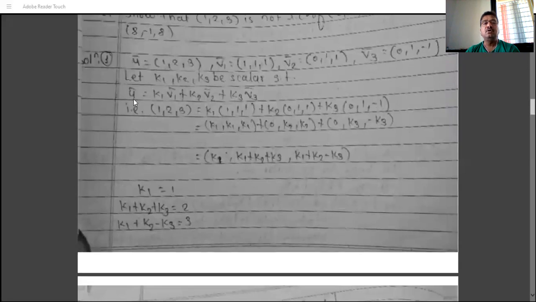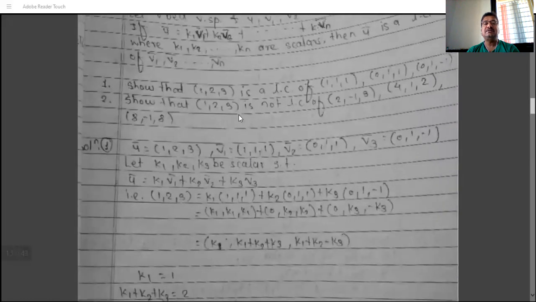So if the system is consistent, either it has infinitely many solutions or a unique solution; in both cases we say U bar is a linear combination of V1, V2, V3. But if the system is inconsistent, if the system has no solution, that is, K1, K2, K3 which satisfy all these three equations simultaneously do not exist, it means U bar is not a linear combination of V1, V2, V3. This happens in the second problem. This does not happen in the first problem. So we have to solve this system by using the Gauss elimination method.